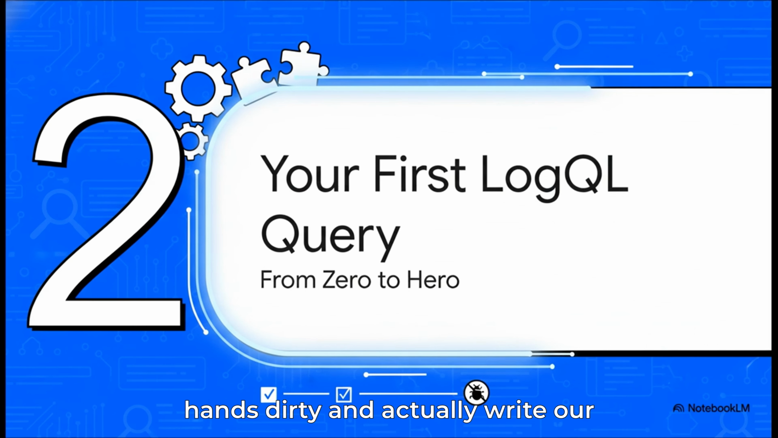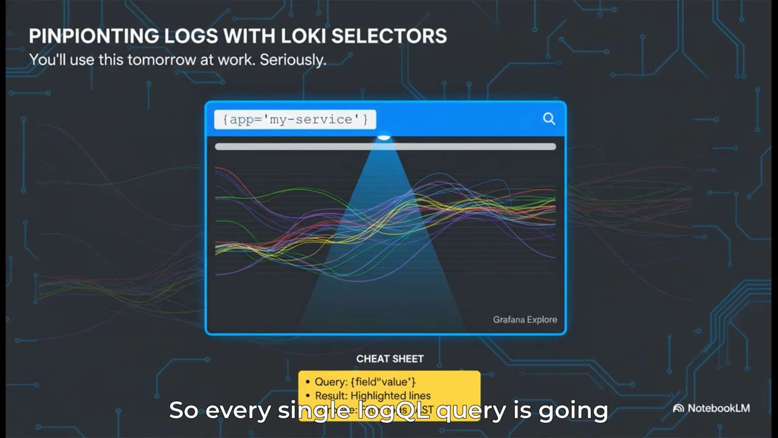Okay, enough theory. Let's get our hands dirty and actually write our first query using LogQL, Loki's query language. I promise you it is much, much simpler than it looks. So every single LogQL query is going to start with a log stream selector. It's always inside these curly braces, and it's how you tell Loki where to even start looking for logs. This selector right here is just telling Loki, hey, I only care about logs that have the label app with the value my service. That's it.